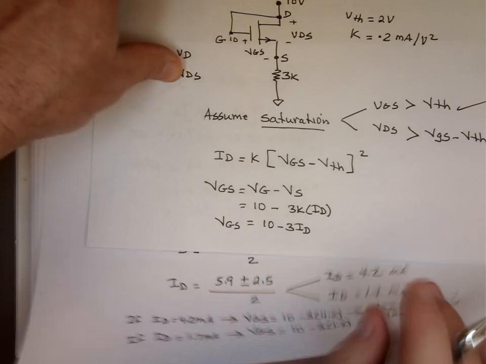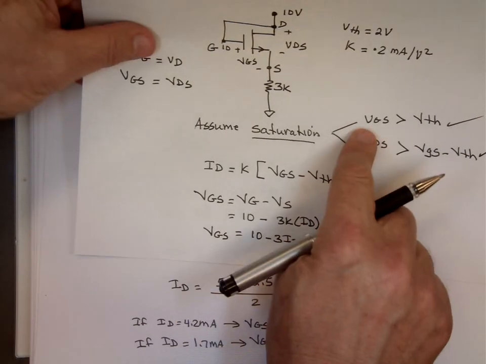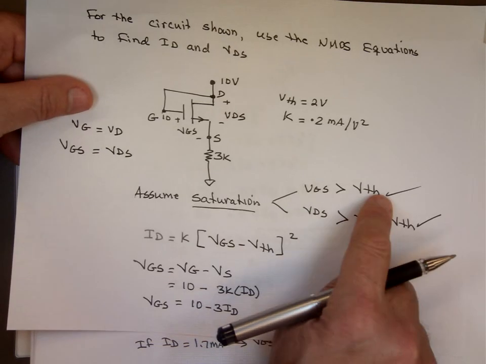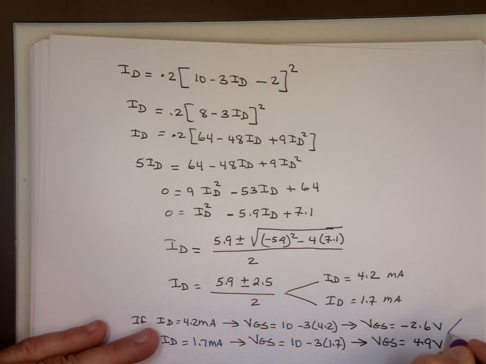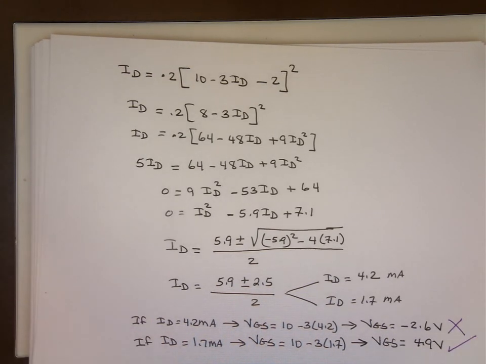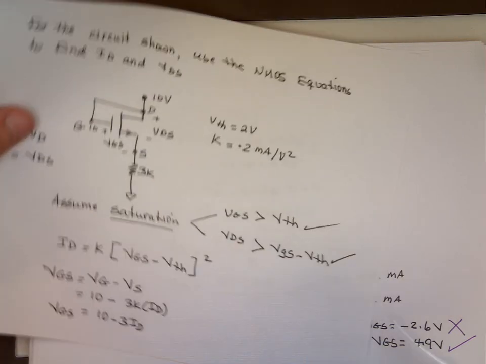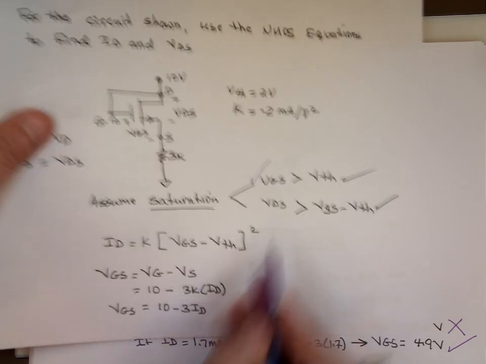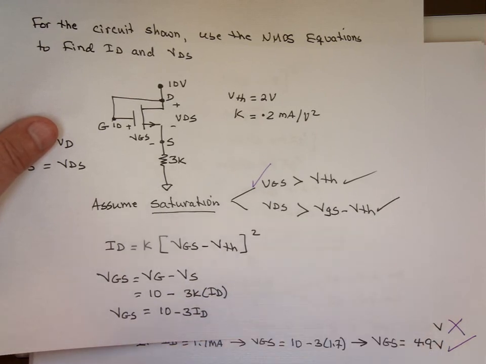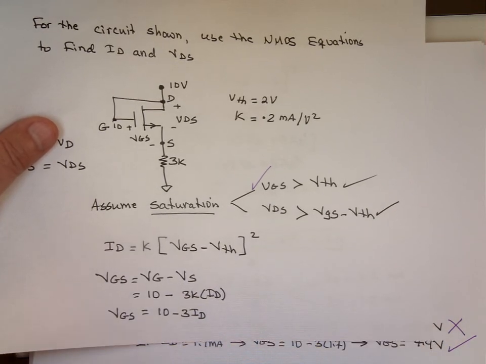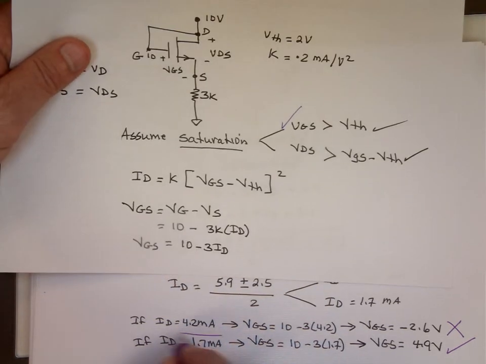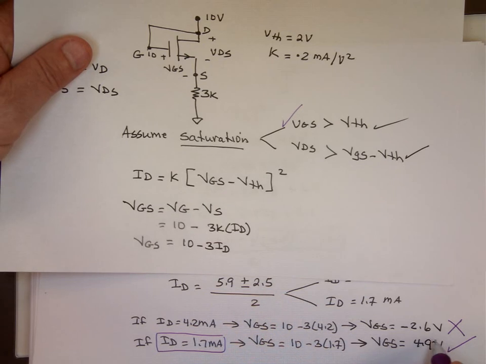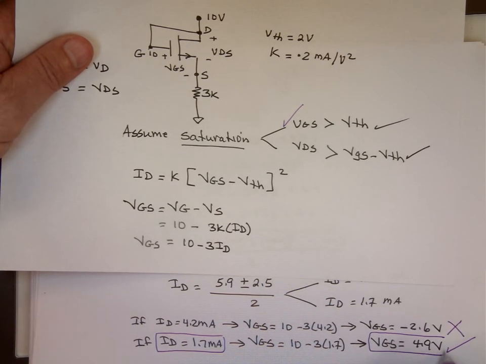Remember what my assumptions are. You want VGS to be bigger than the threshold voltage, bigger than 2 volts. So this cannot be. That's the only one that makes sense. Now, I satisfied one of the conditions right here. I also need to satisfy this condition to prove I'm in saturation. I need to prove that VDS. So this is my current. I'm using this for a current. I'm using this for VGS. Let me see if I can find VDS.